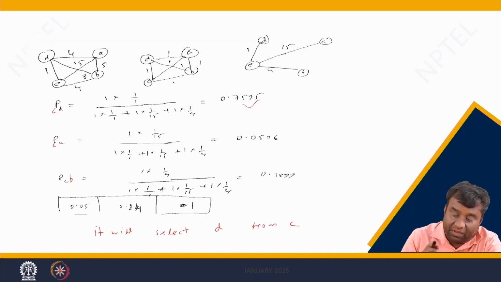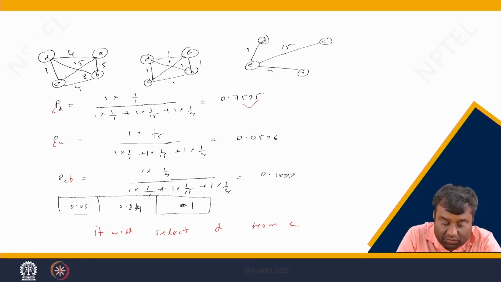So here there is a traveling salesman problem with four cities A, B, C, D. From A to D or D to A, the cost is 4. D to C or C to D is 1. A to C is 15, C to A also 15. So these are the costs. Initial pheromones are all 1, so here tau ij is 1 by 4. From C, we want to move to A, B or D, so we want to find the probability of all these.